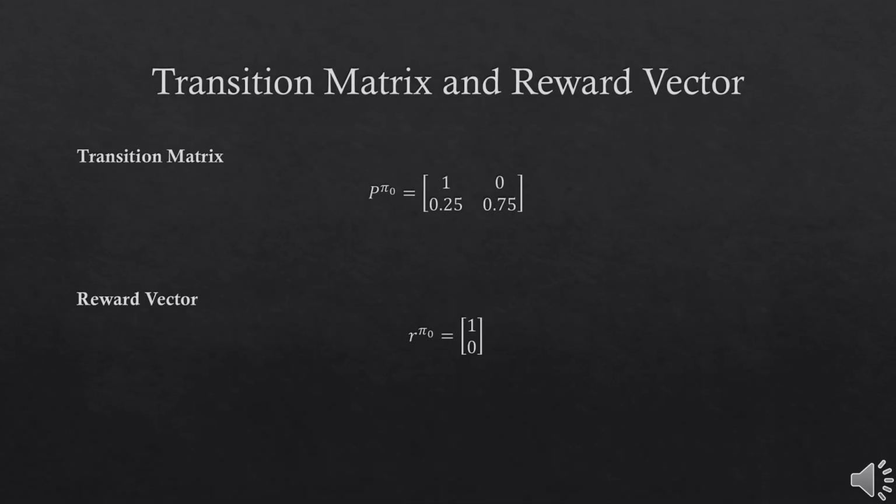Once the initial policy has been selected, we can construct the transition matrix and reward vector associated with that policy. The transition matrix is formed by selecting the transition probabilities corresponding to the chosen actions in each state. Similarly, the reward vector contains the immediate rewards obtained from those actions. Together, these two elements completely describe the behavior of the system under the current policy. The next step is to use them to calculate the value function and determine how much reward we can expect in the long run.